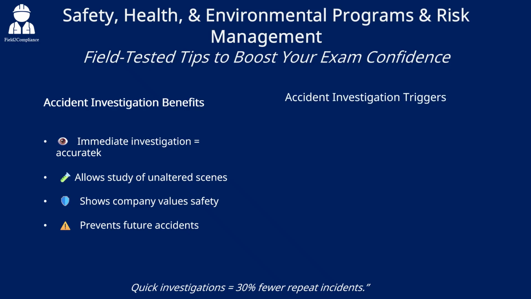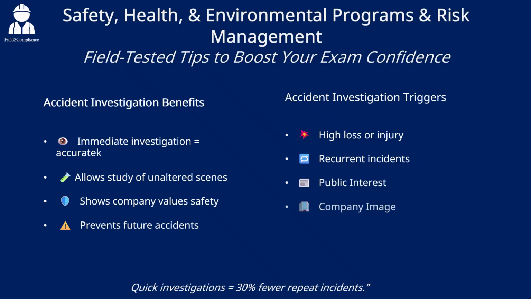Now, on the right, the triggers. When an investigation should absolutely happen. Major injury or loss, repeat incidents, public attention, a threat to the company's reputation, or serious property damage. And as that line at the bottom reminds us, fast action pays off. Companies that investigate quickly can reduce repeat incidents by up to 30%.